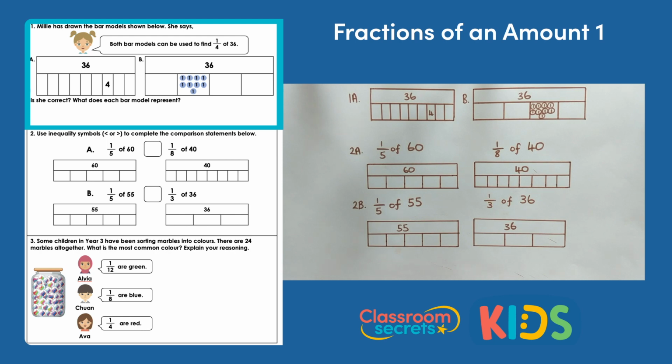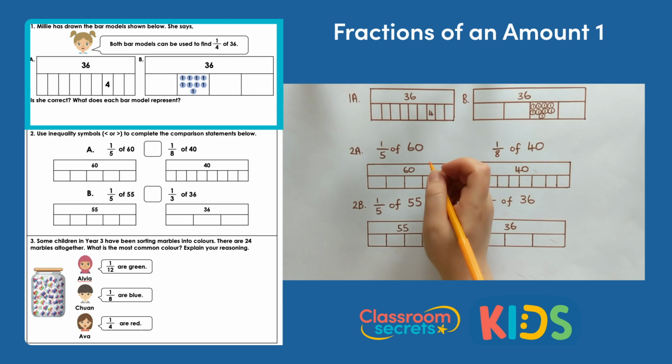The only thing that is different about these two bar models is the number of equal parts they have been split into on the bottom row. So this one here has been split into 1, 2, 3, 4, 5, 6, 7, 8, 9 equal parts, whilst this bar model has been split into 1, 2, 3, 4 equal parts.